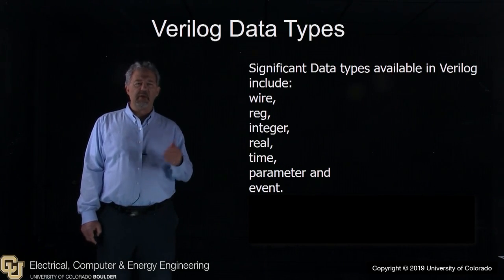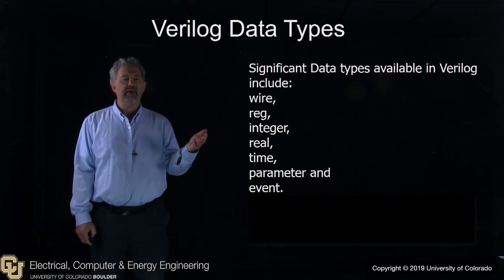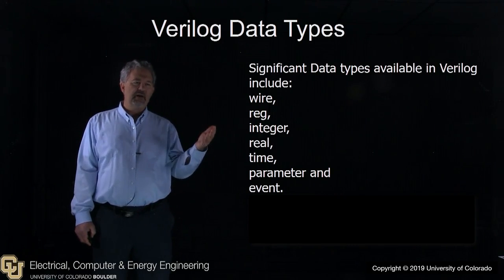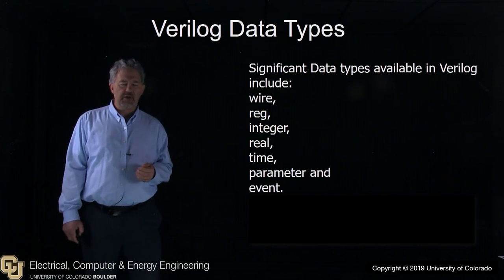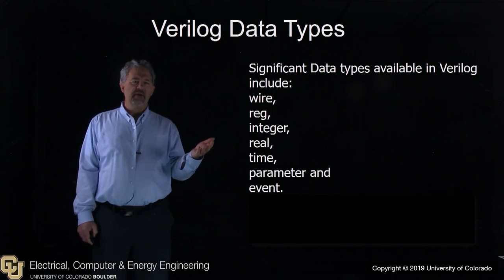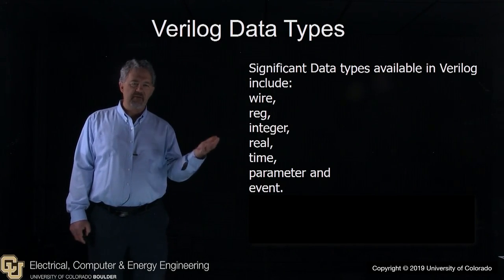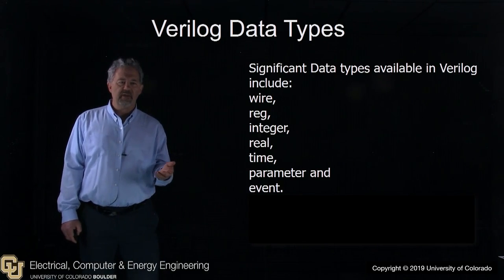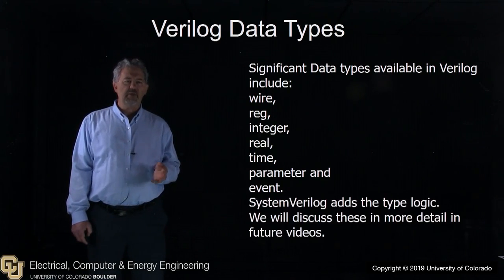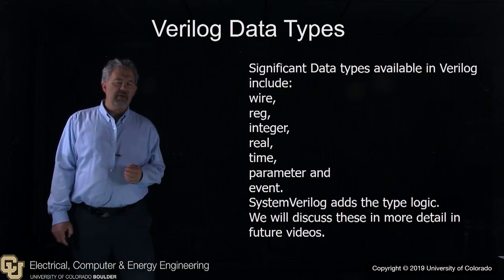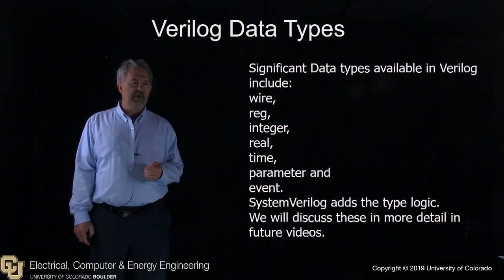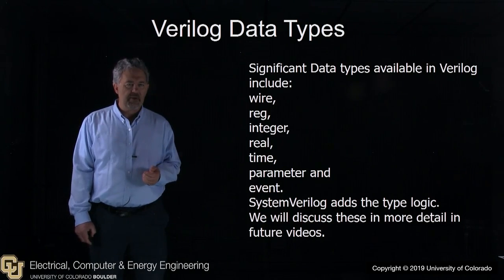An event is something that happens at a particular point in time that can be used to launch other activities and so on in simulation. So for example, a clock edge would be an event in time that would be used to define flip-flops or other registers and so on in synthesis, and also a particular point in time within simulation. So we'll talk more about data types in future videos, but we just wanted to give you an idea that there are these different kinds of data types that exist within Verilog.